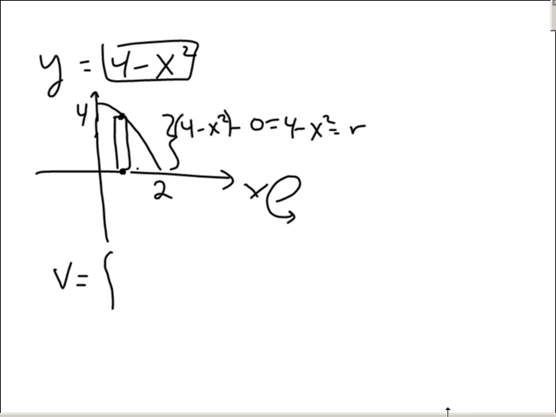V is equal to the integral from 0 to 2 of pi times r squared. And I do have one typo, sorry.